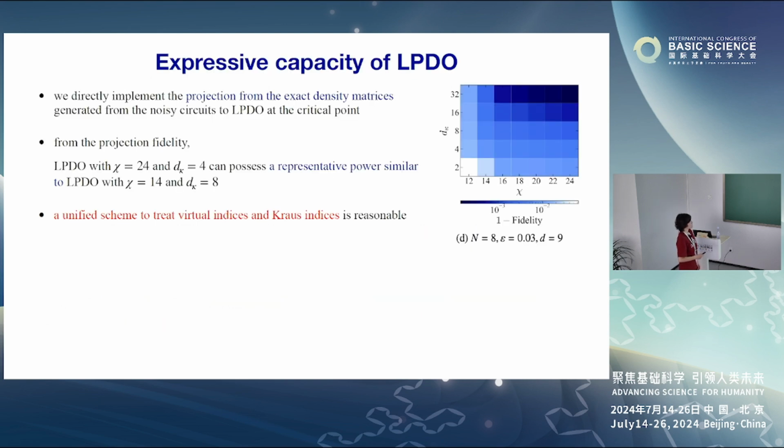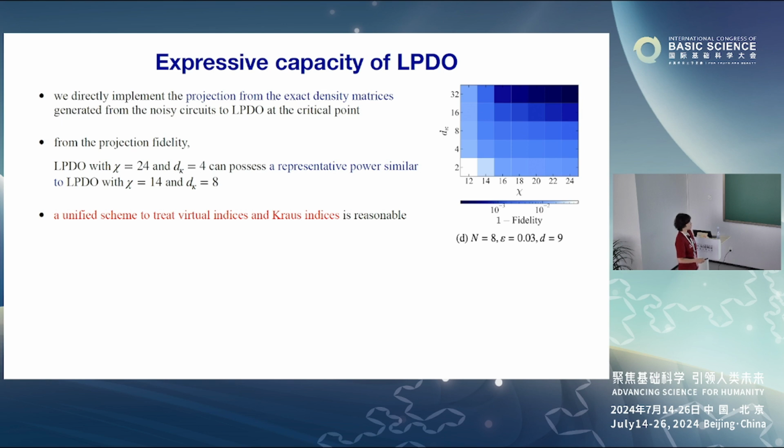And we can also check the effective capacity of the LPDO. So we can directly implement the projection from the exact density matrix of a very small system like N equals 8. Here we show the projection fidelity at the critical point. We see that this is for chi equals 24, and the inner bond is 4. Actually, it's similar to here, right? So the one here is for chi equals 14, but with a larger inner bond.